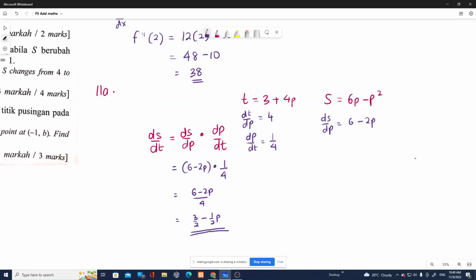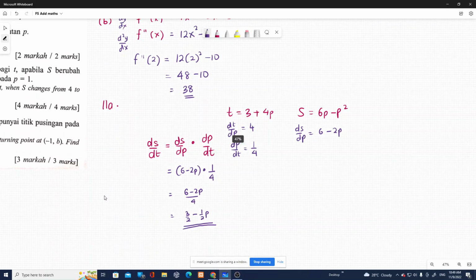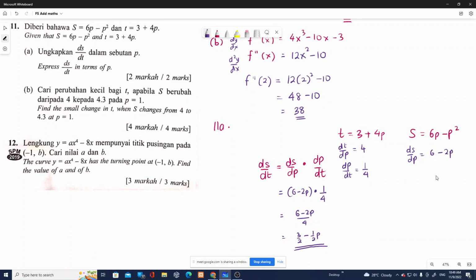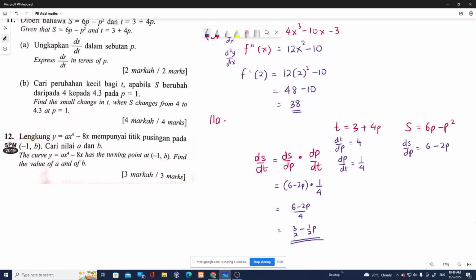Faham? Itu 11A. If I put negative 1 per 2p first and then plus 3 per 2, is it okay? Same. Can. Okay, boleh.